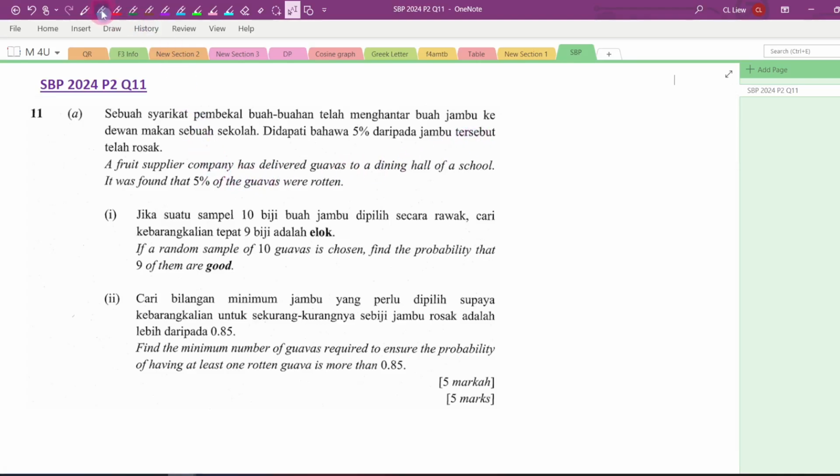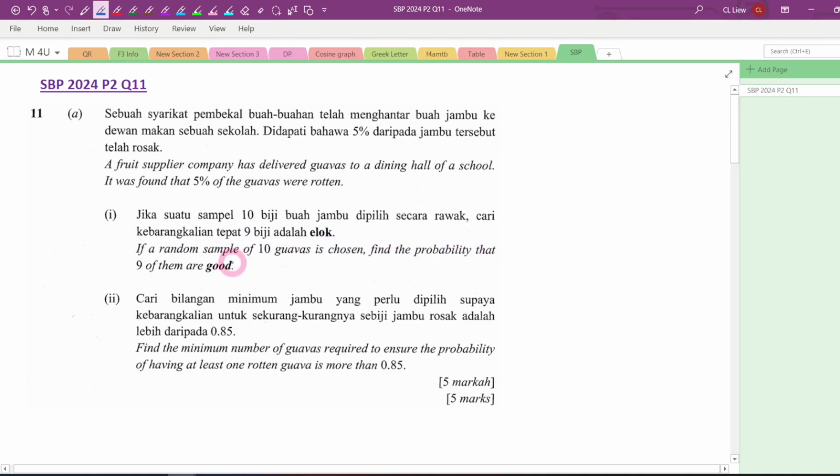A fruit supplier company has delivered guava to a dining hall of a school. It was found that 5% of the guava were rotten. Okay, now let's look at the first part. If a random sample of 10 guava is chosen, find the probability that 9 of them are good.